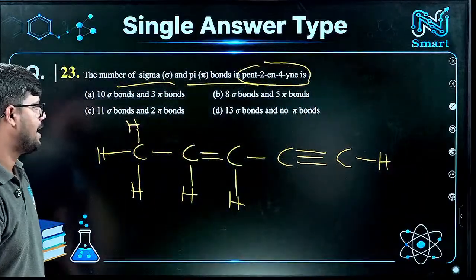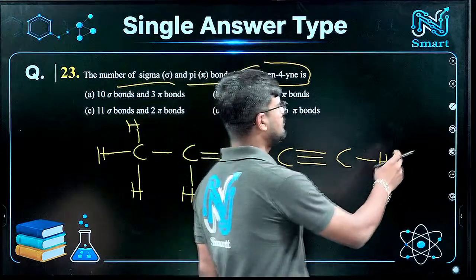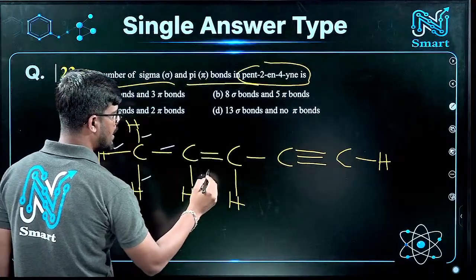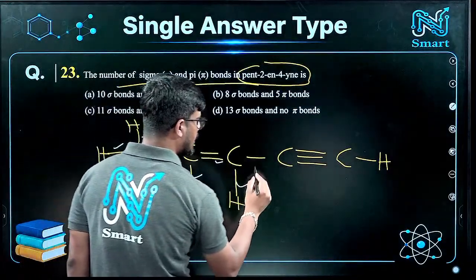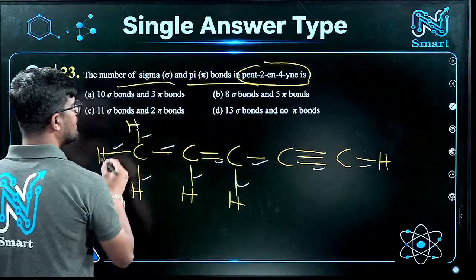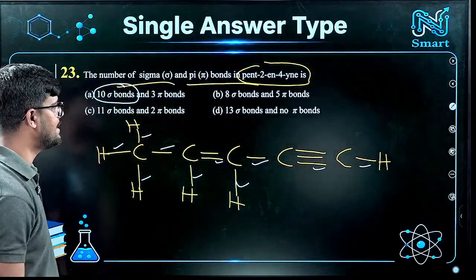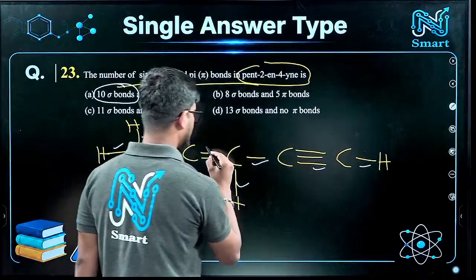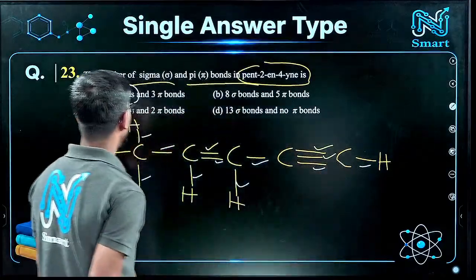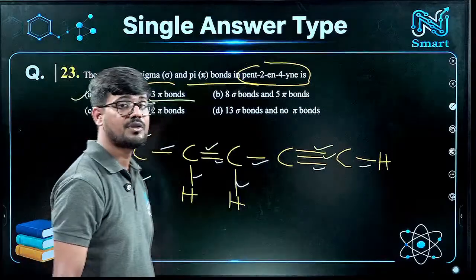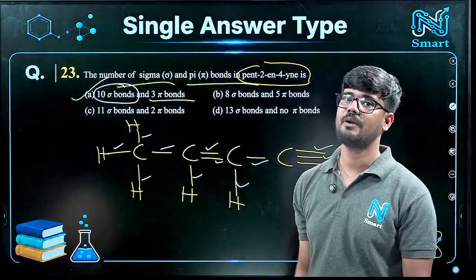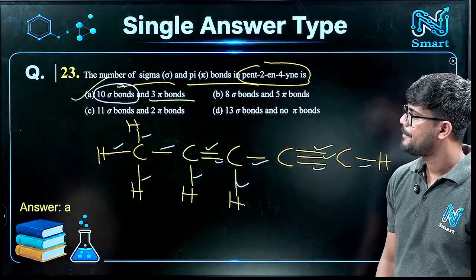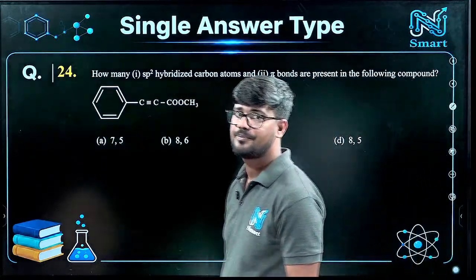Now calculate number of sigma and pi bond. How many sigma? So 1, 2, 3, 4, 5, 6, 7, 8, 9, 10. 10 sigma. Already we got the answer. 10 sigma. And pi, this is 1 pi, 2 pi, 3 pi. Total 3 pi. So answer A. So sometimes they will give the name, IUPAC name. You have to find out their sigma bond, pi bond, like that. Okay. Answer is A. Next, this question.